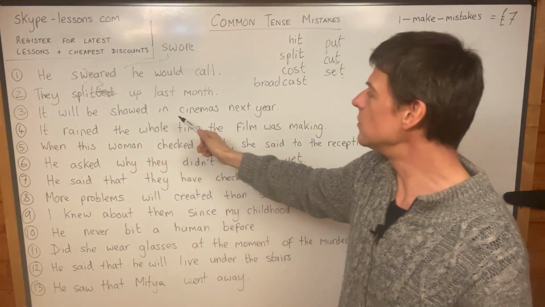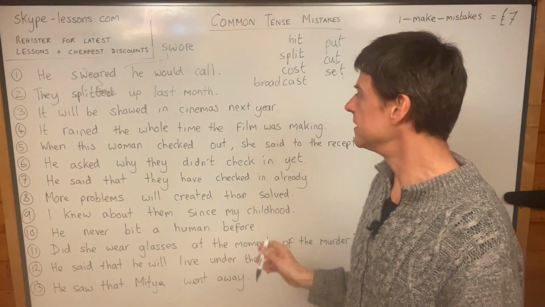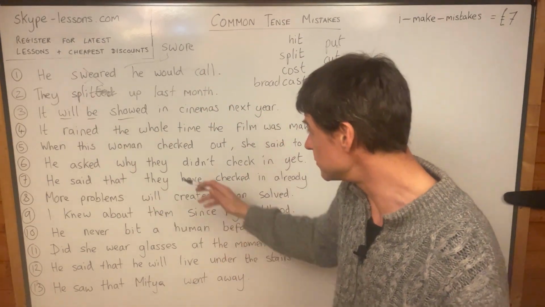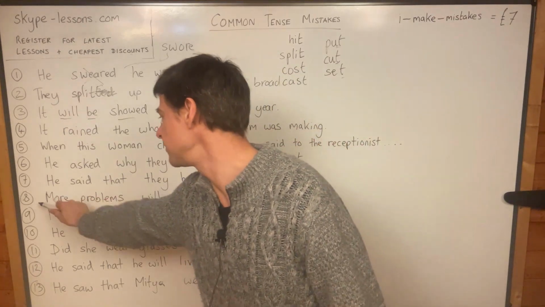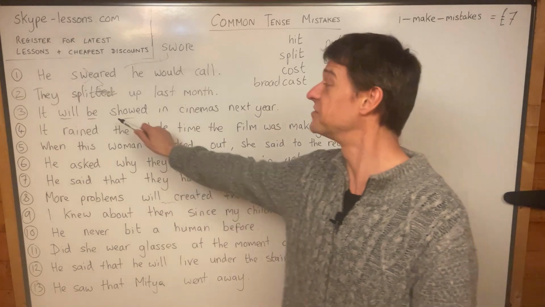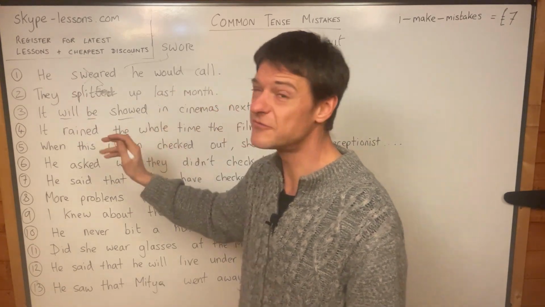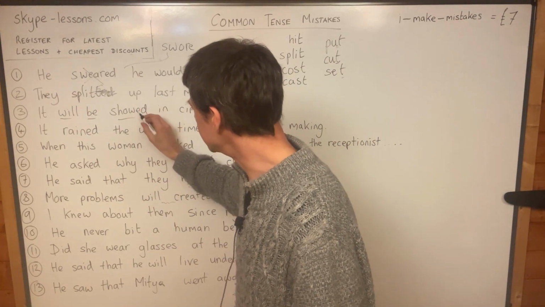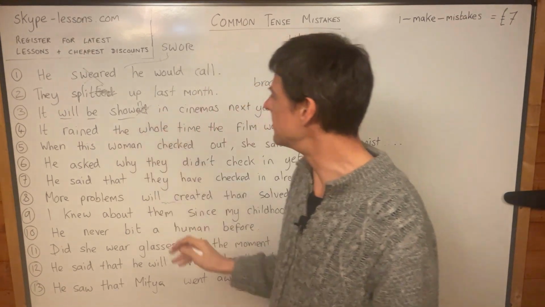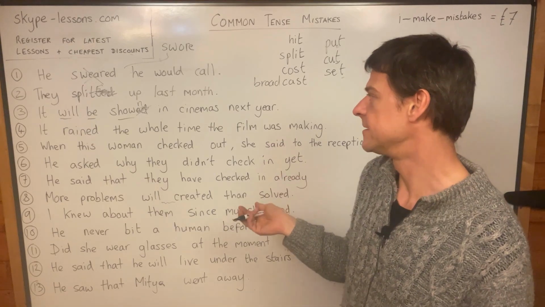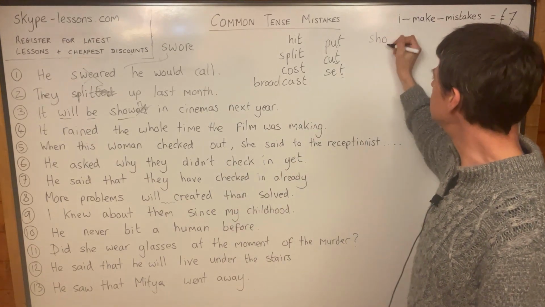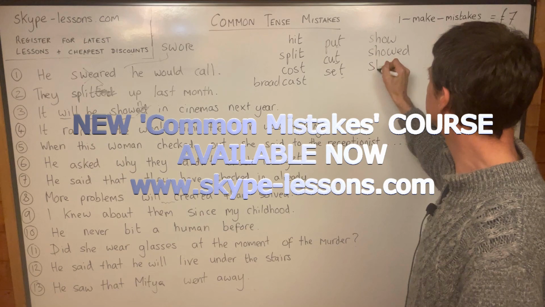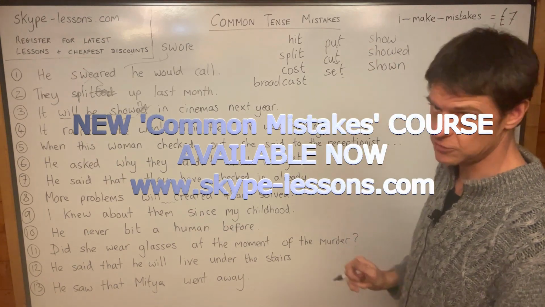Okay, number three. It will be showed in cinemas next year. Now, this is good passive. The student used something which, I think it was the same student, forgot. Oh, no, it was a different student. Forgot to use in number eight. Yeah, there's something missing here, isn't there? And you can see it here. It will be, and then I'm afraid, show, show, showed, shown. Yeah, in British English anyway, we use shown here. It will be shown in cinemas next year. So show, yeah, showed in the past tense, but shown in present perfect and passive forms. Yeah, show, showed, shown, okay?